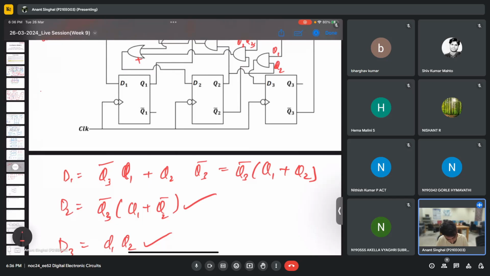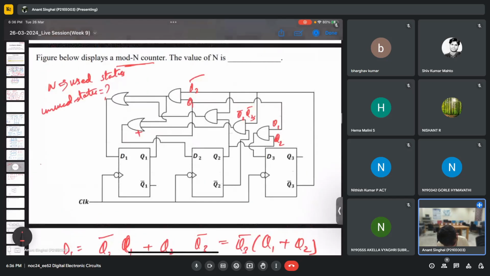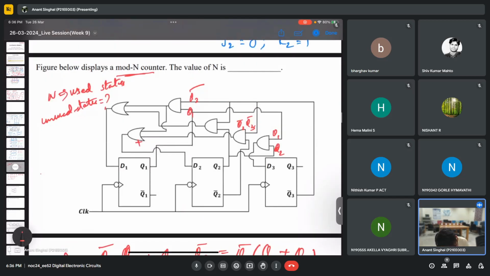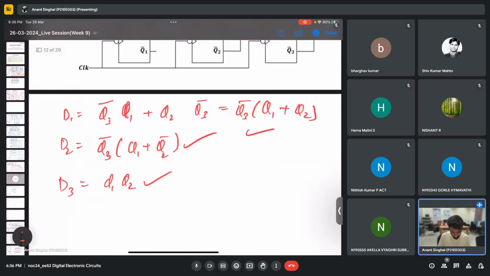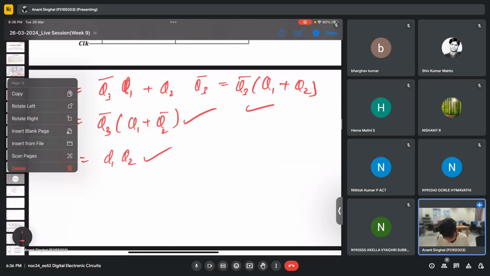I'm getting Q3 complement into Q1 plus Q2 complement, Q3 complement, which is giving me this. And then finally I have this. This is Q2, this is Q3 bar. It is coming here Q3 bar Q2, and this is what I already have. This is Q1 and Q3 bar, which is getting ORed. So D1, D2, D3 will be coming out to be these expressions only. So these are correct.